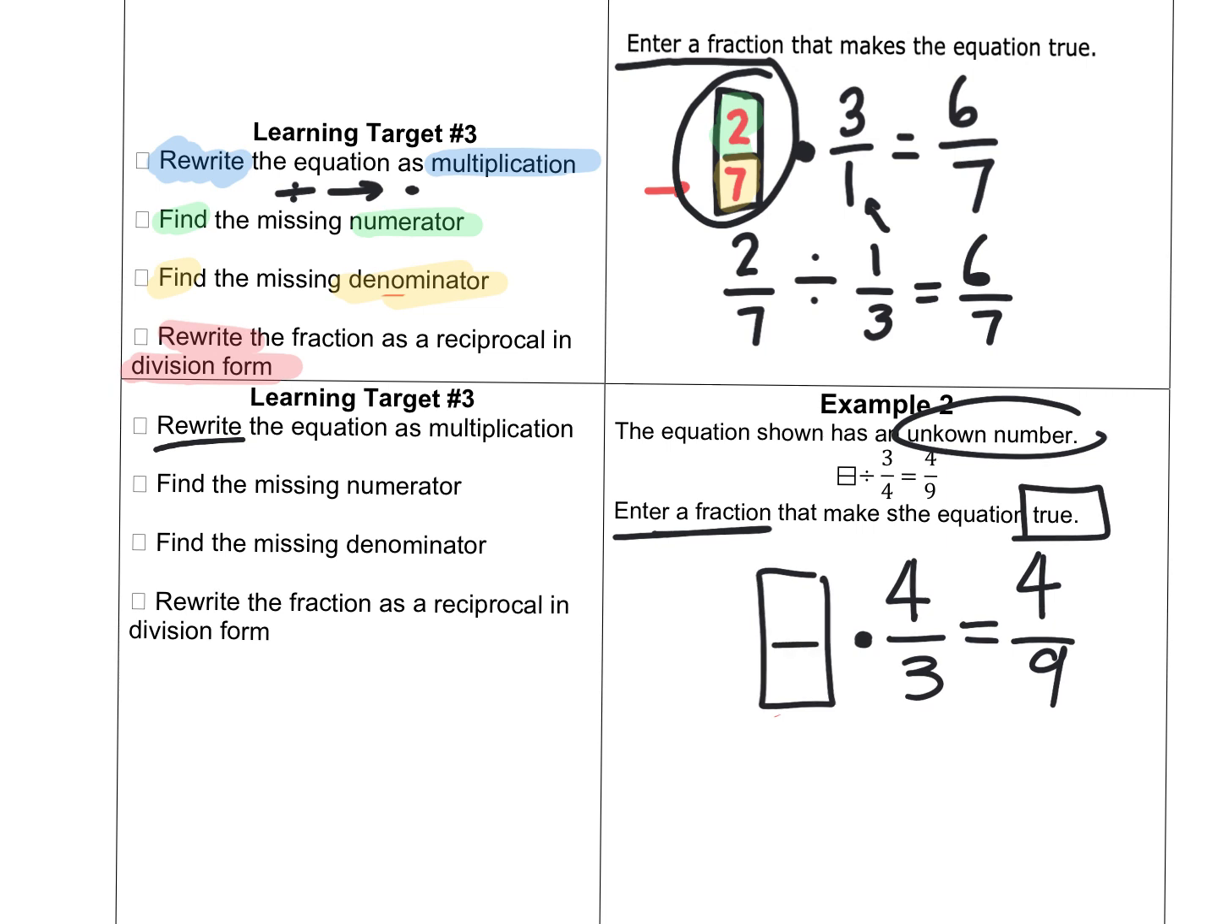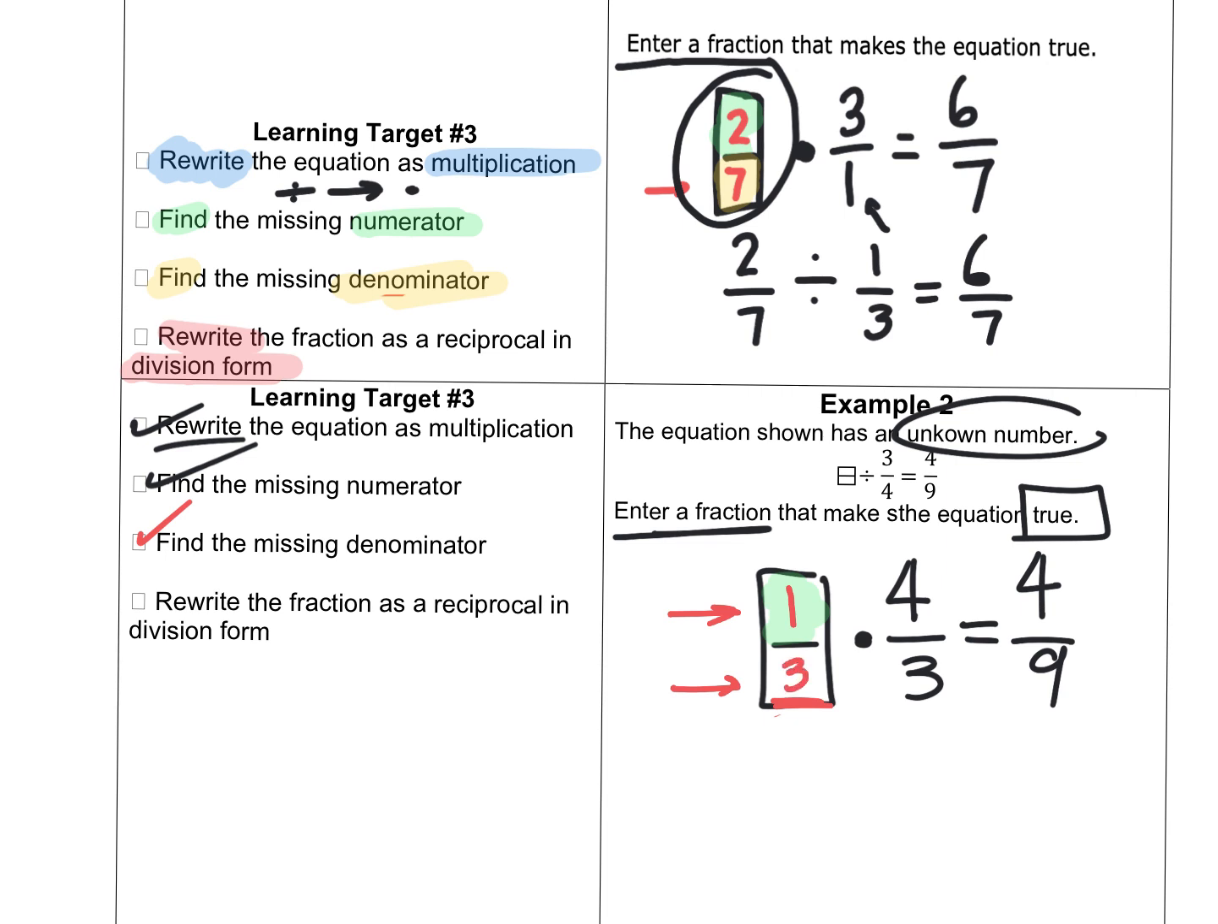So let's find the missing numerator. In order to find it, we have to fill out that piece right there. Something times 4 will give us 4. Well, in this case, I know 1 times anything is itself. So 1 times 4 is 4. Okay, so that was our numerator. We finished that. Now let's work on the denominator. Some number times 3 equals 9.